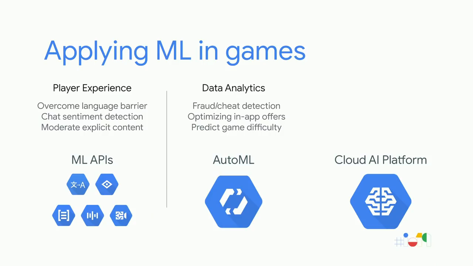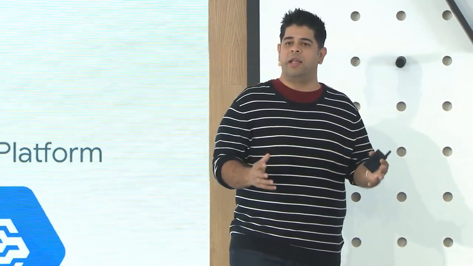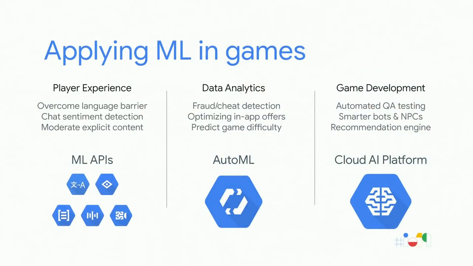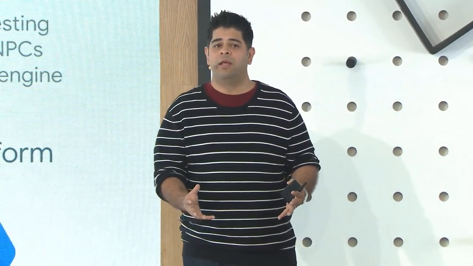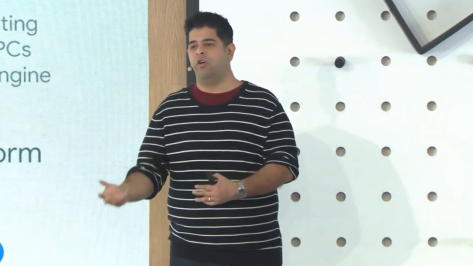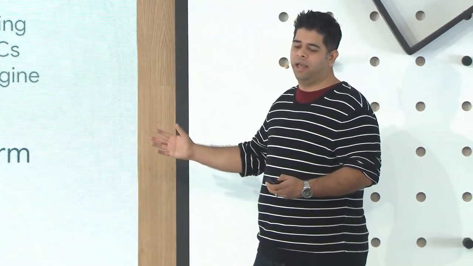AutoML is able to help you build custom models for your scenarios with your data, again, with zero ML expertise needed. And then when you're ready to take the step up to building your own AI that's able to solve problems like automated QA testing or have smarter NPCs, then step up to something like the AI platform, which will not only help you train your models at speed, but it'll help you serve them and deploy them out at scale.